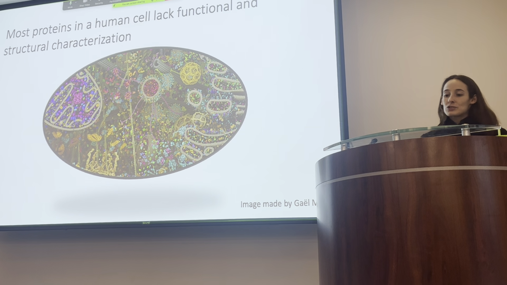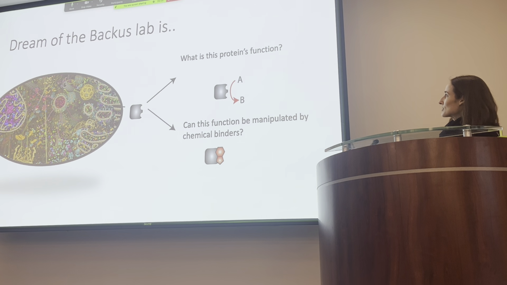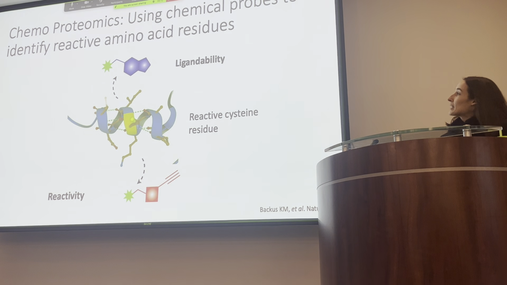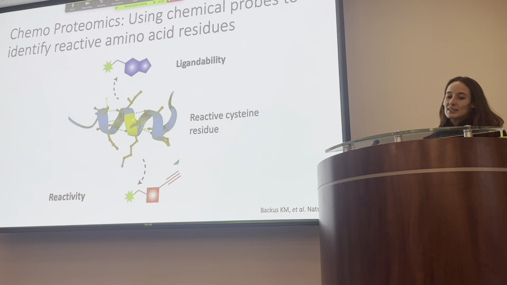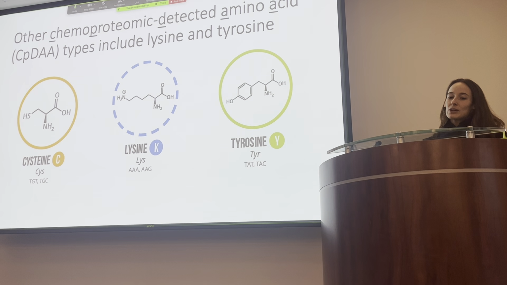And the dream of the Bacchus lab is to be able to take any protein in a given cell type and ask two key questions. What is that protein's function, and is this function manipulated by chemical binders, or can you manipulate the protein's function? Chemoproteomics is a platform where you can test the reactivity of specific amino acid types, and you can profile these amino acids in terms of their ligandability to small molecule probes or their reactivity. This shows a cysteine residue zoomed in, reacting with one of these two types of chemical probes. Other amino acids can be detected by chemical probes, and for the purposes of my study, we're going to look at lysine and tyrosine as well.